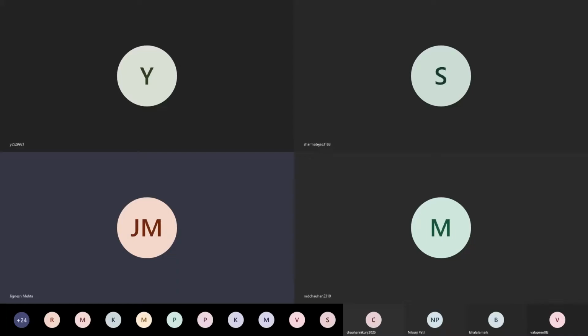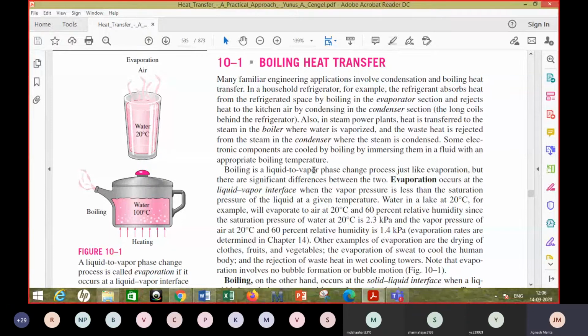Going to talk about boiling and condensation. So that's a new chapter. The chapter on heat exchangers is completed.